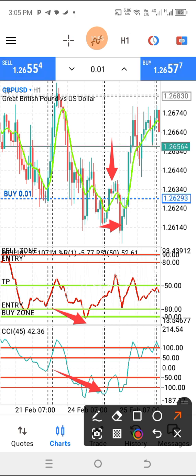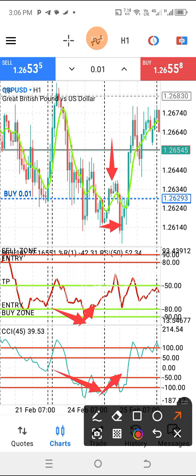So now we want to take the reversal. That means the opposite. The first sign we are going to notice is price is going to cross above level 80 on your window 1, and then on your window 2, price is going to cross above level 50. So immediately these two align, then if you understand price action, you can check on your chart, then you take your entry.